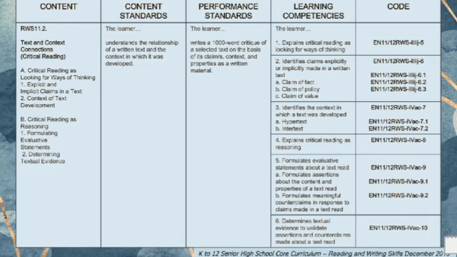evaluative statements about a text read, which is to formulate assertions about the content and properties of a text read, and to formulate meaningful counterclaims in response to claims made in a text read. And the last learning competency for lesson 11.2 is to determine textual evidence to validate assertions and counterclaims made about a text read. The learning competencies will be done depending on the subdivision of the table, which is indicated by the codes placed in the 5th column of the table.